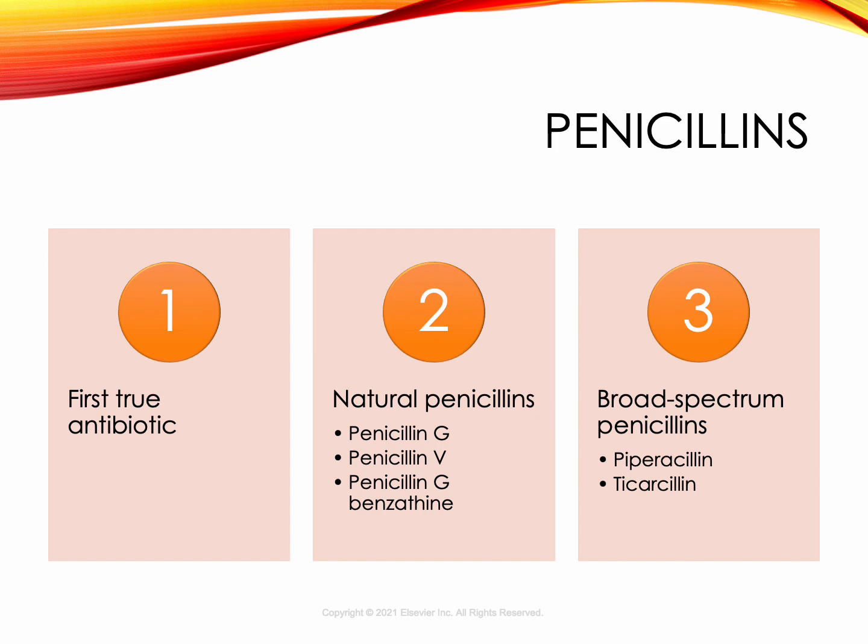Now, natural penicillins include G, V, and G-benzathine. The advantages of natural penicillins are that they're going to be low cost and they're typically low toxicity. Natural penicillins are a narrow spectrum antibiotic, and they're typically used to fight gram-positive microbes.